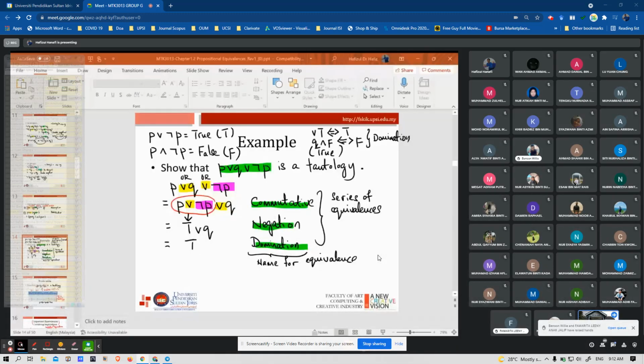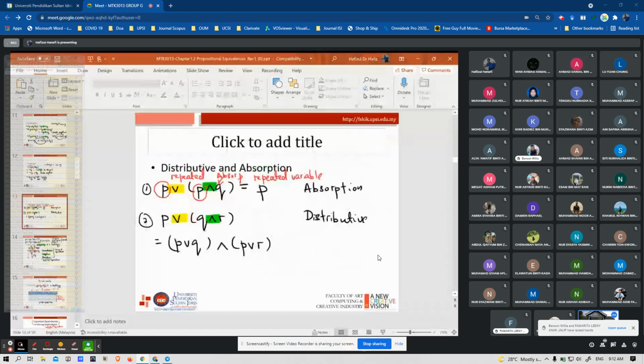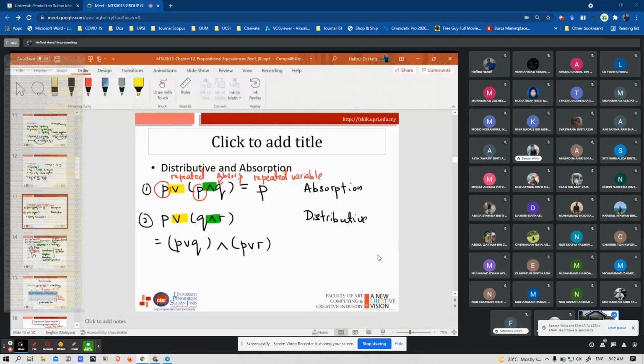Okay, we continue our lesson today. This one is just for the review, because last week we have seen the absorption and distributive. Then for today, we look.